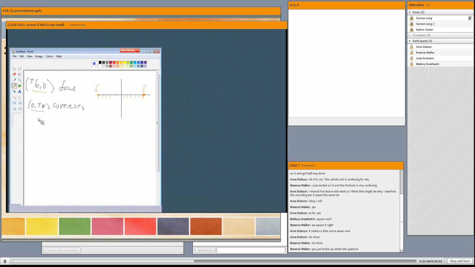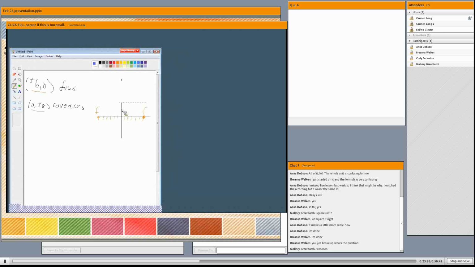Okay, so our co-vertices, we're going to plot those on the graph. Now we're going to put our co-vertices 1, 2, 3, 4, 5, 6, 7, 8. 1, 2, 3, 4, 5, 6, 7, 8. There's our co-vertices. That's the shorter axis.